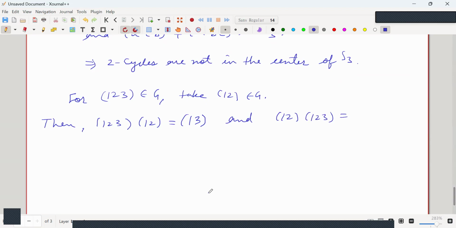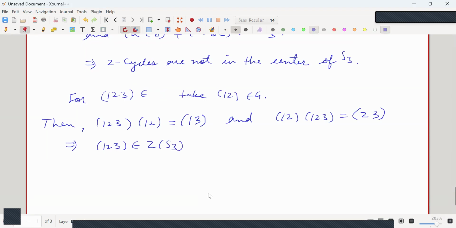And (1 2) times (1 2 3). What about this? Whether we are getting the same? 1 going to 2 and 2 going to 1, so 1 will be fixed again. 2 going to 3, 3 is not there. And 3 is going to 1, 1 is going to 2. You can check the calculation, I think it's correct. This implies that (1 2 3) is not inside the center of S3.